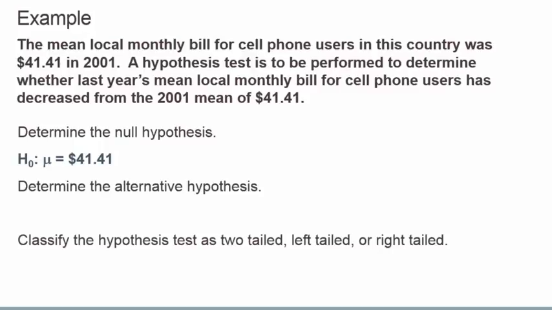Determine the alternative hypothesis. We start with the notation H_A. We are using the mean mu. We need to decide if we're going to have less than, greater than, or equal to. We want to determine whether last year's mean local monthly bill for cell phone users has decreased from the 2001 mean. Since we're looking at decreased, we want less than, and we use the $41.41. The alternative hypothesis is H_A: mu less than $41.41.